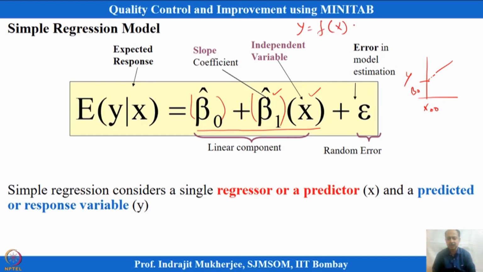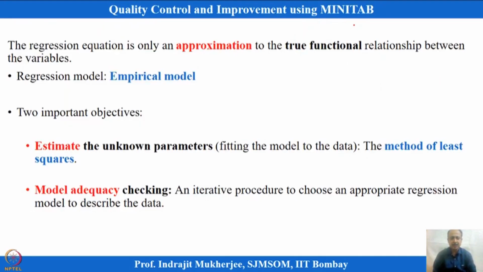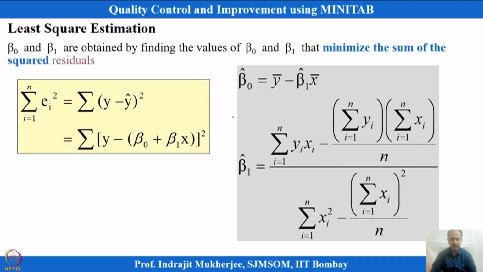How beta 0 and beta 1 are estimated is important for us. So I need to estimate the unknown parameters, beta 0 and beta 1, and I write them as beta 0 hat and beta 1 hat. Whenever we have estimated them, we have to do some model adequacy checks. That is also necessary, as in ANOVA; I told you that regression is an extension of analysis of variance.